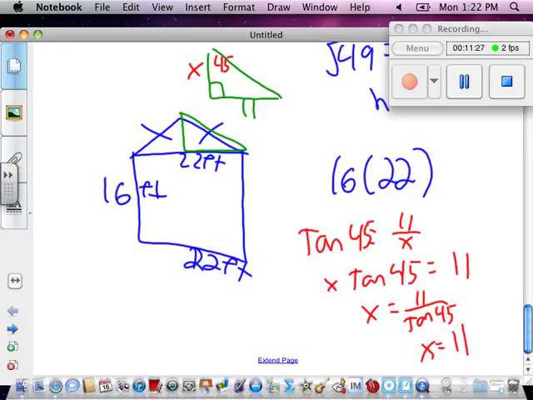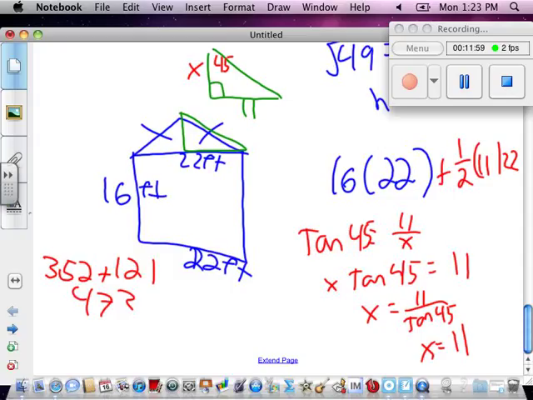So what we're going to do, plus 1/2 the height, which is 11, times the base, which is 22. And what do we get when we do this? What's 16 times 22? 352. What is 11 times 22? 242, divided by 2 is 121. What is 121 plus 352? 473 feet. Am I done?